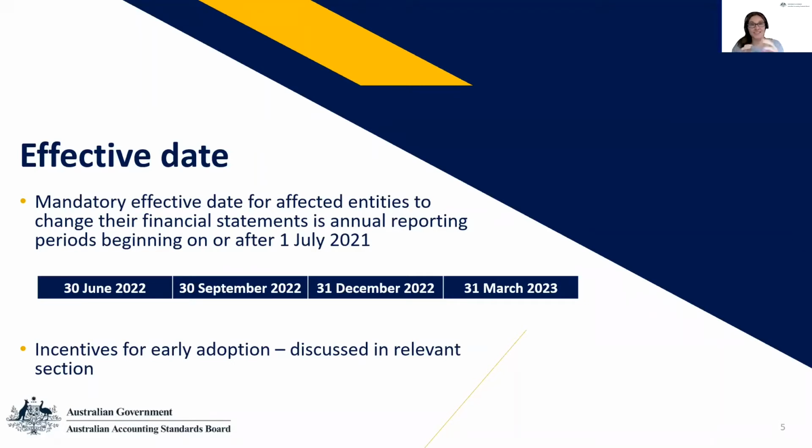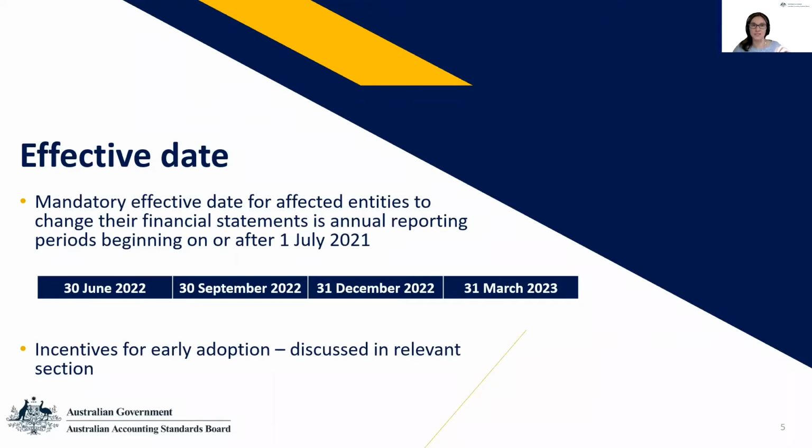Before we get into that detail, it's really important that we understand the effective date. I said last time that it was effective for annual reporting periods beginning on or after 1st of July 2021. Just to make it really clear, I've put on the slide which year ends that actually is. So it's your 30 June 22, June year ends will go first, 30 September 22, 31 December 22, and then 31 March 23. Some of you may have year ends that don't fit in there. I tried to include the most common ones. So this is the year end that we're talking about when this becomes mandatory.